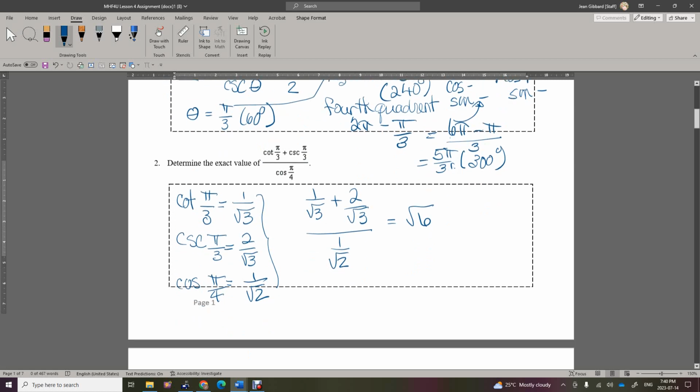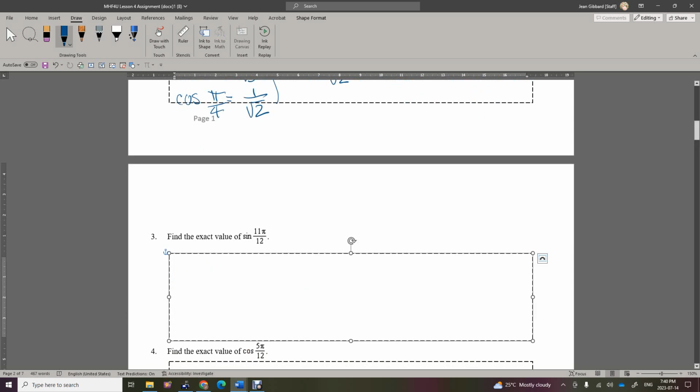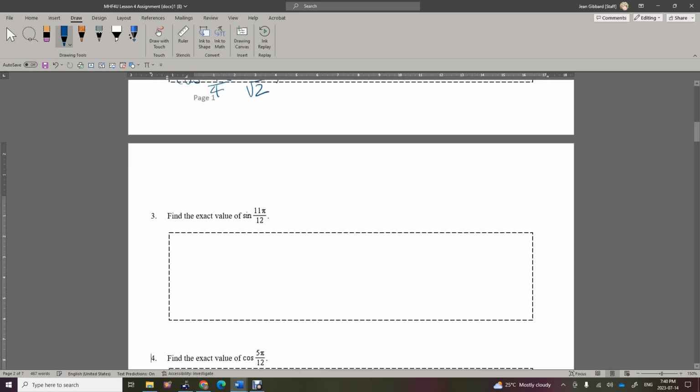Now, the next one is a little bit more challenging. So let's take a look. And if we can do 3, we can do 4. I just want to drag this down a bit, but we're going to make some space here.